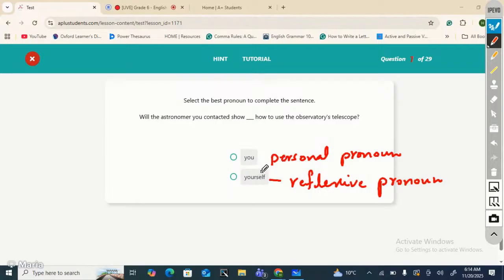Now you have to decide. If you have to refer back to the subject of the sentence, use a reflexive pronoun. If you have to refer to someone else, use a personal pronoun. Will the astronomer you contacted show you or show yourself how to use the observatory's telescope?